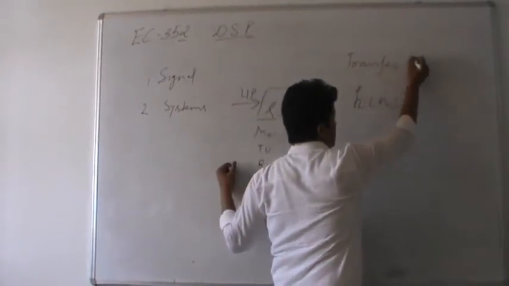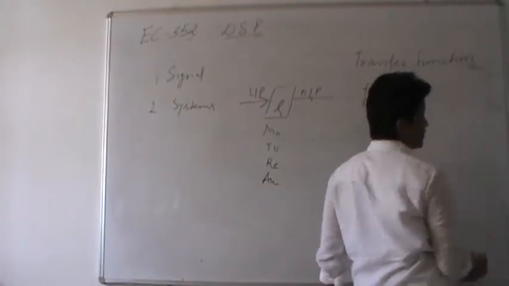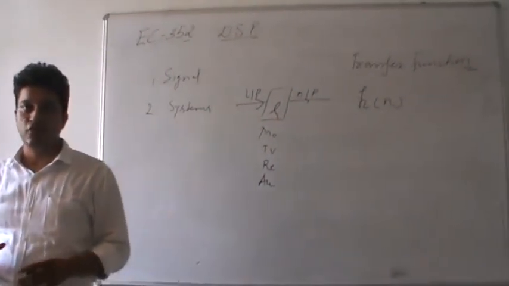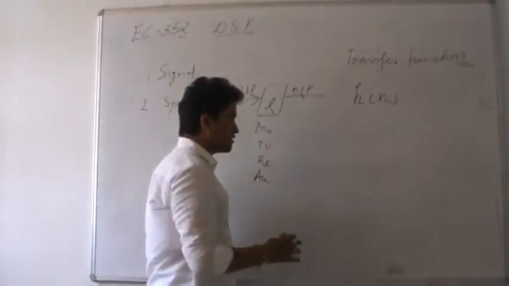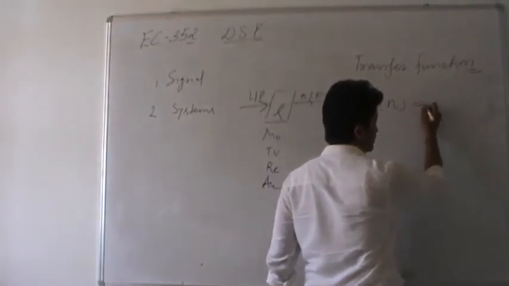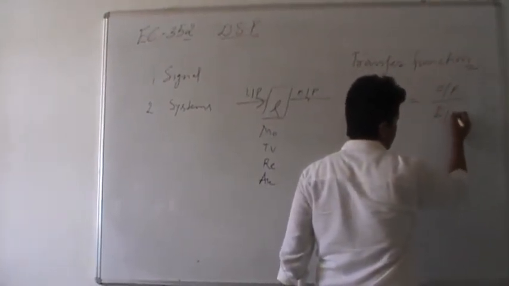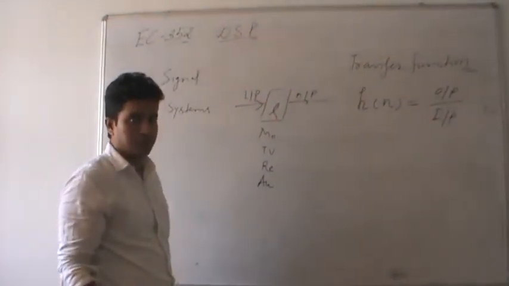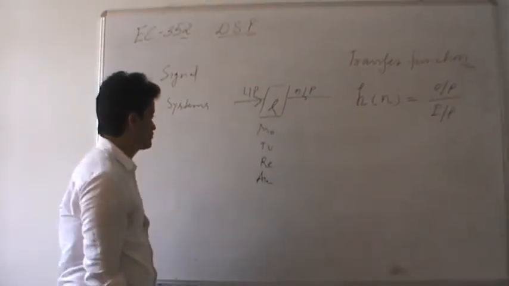Transfer function is a standard way to represent the properties or characteristics of a system. It is a mathematical way to define the characteristics of any system, and that is nothing but output upon input. So transfer function is nothing but output upon input. So this is what a system is.